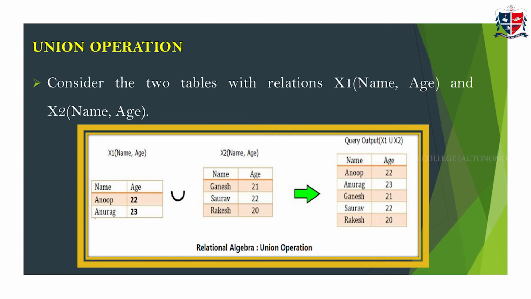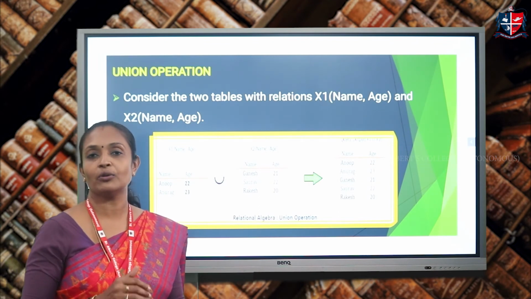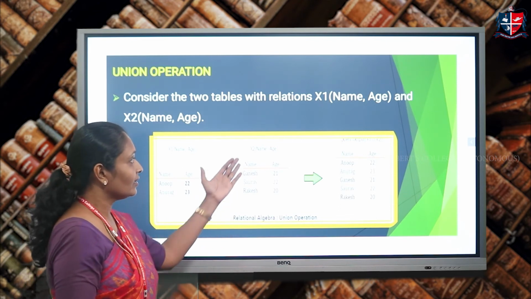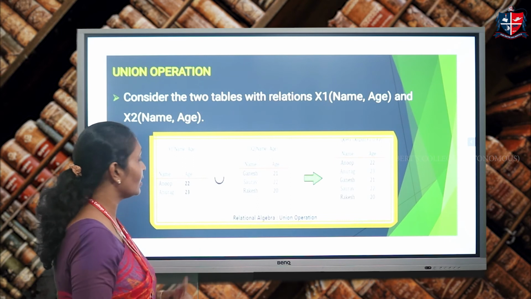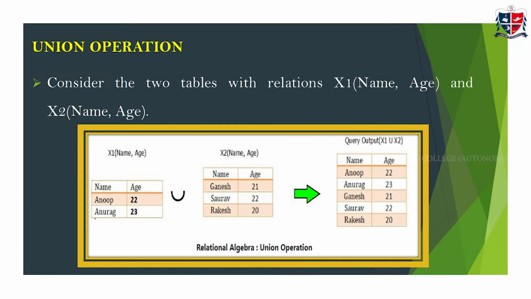Consider the example of relations x1 and x2. Both x1 and x2 have the same attributes, name and age. If you want to perform a union operation, one thing we have to ensure is that both relations have the same attributes. If you perform the union operation, it will combine these 2 relations and produce the output like this. That is, it takes the data from the first relation and the second relation, combines it, and produces the result.